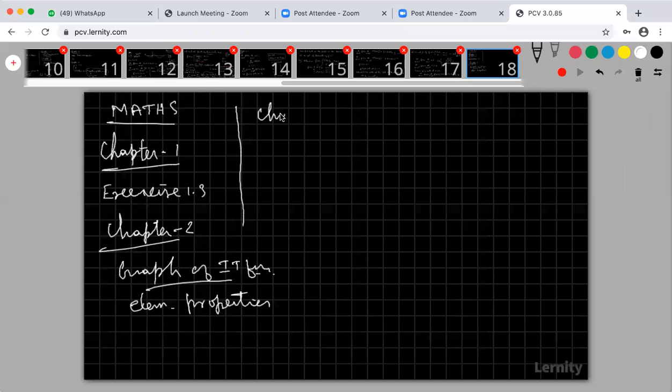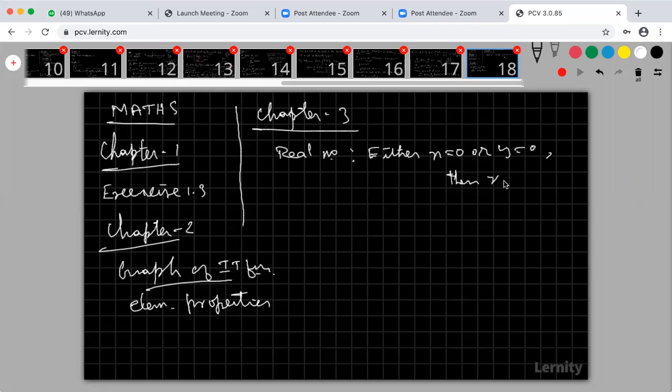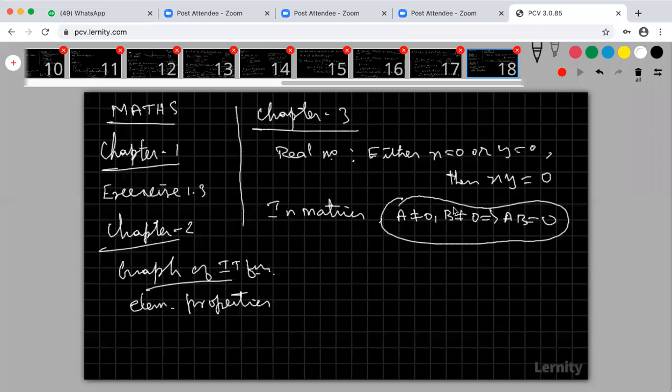Okay. In chapter 3, one simple definition. What is the definition? In real numbers, xy equal to 0 implies either x is equal to 0 or y is equal to 0. Then my xy is automatically 0. But in matrices, A not equal to 0, B not equal to 0, that means non-zero matrices, but AB equal to 0. This concept is omitted. Only one definition.